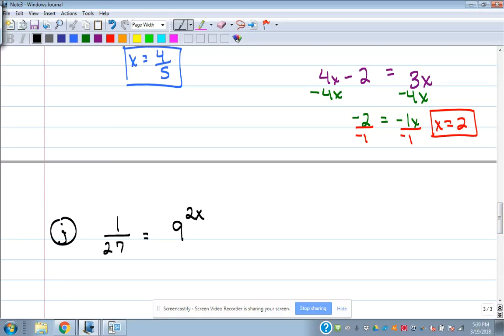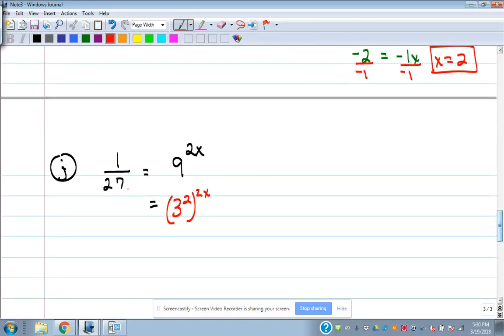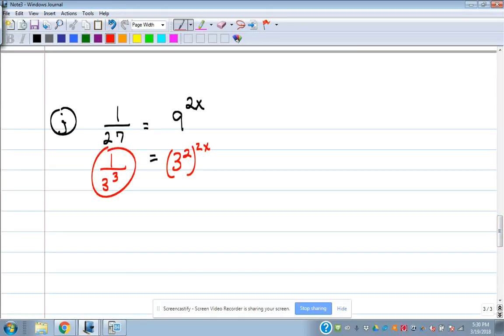Okay, so we want to re-express these as the same base. So what's the relationship between 9 and maybe not 1/27, but maybe just 27? Their powers are 3. 9 is 3 what? 3 squared. Okay. So if 9 is 3 squared, that means I could rewrite this as 3 squared to the 2x. Now, 27 is 3 to the third, right? But again, I want to write that as not a fraction.